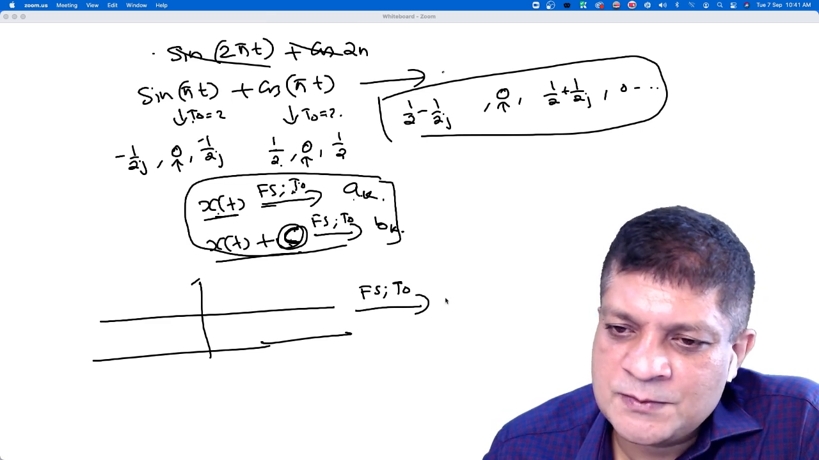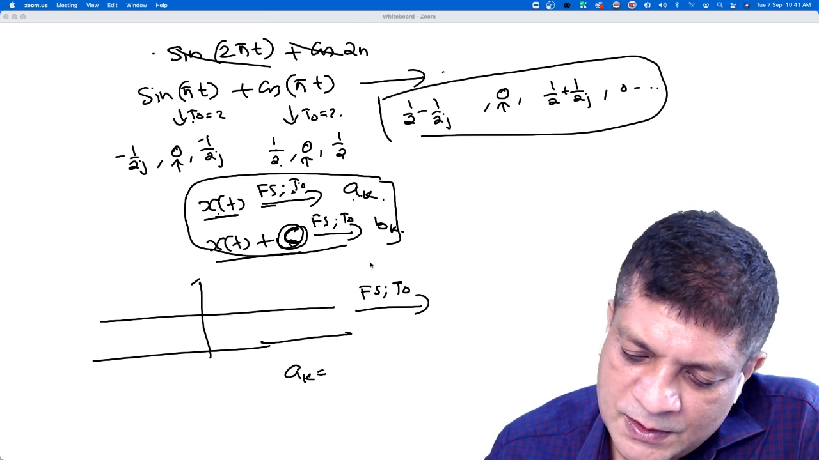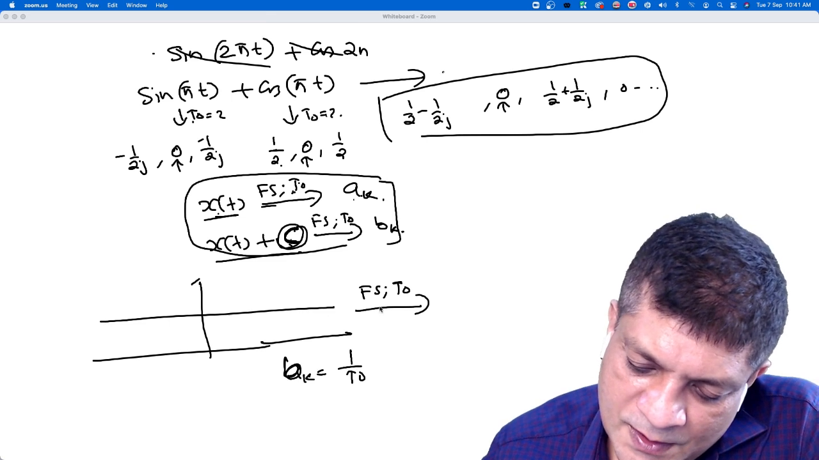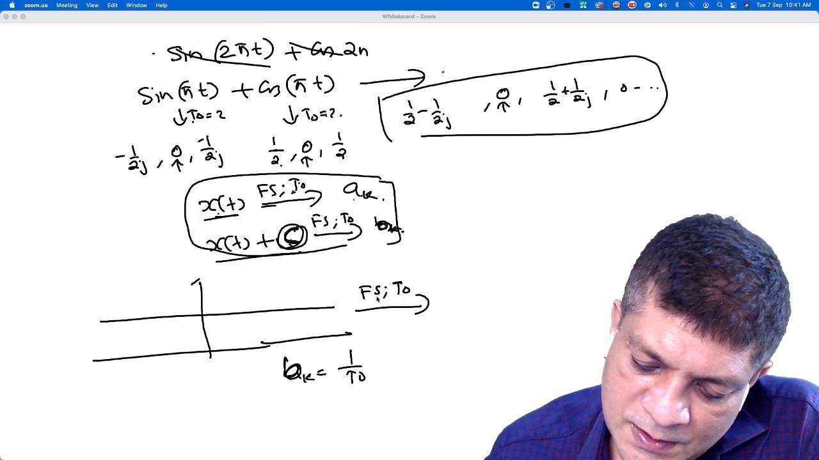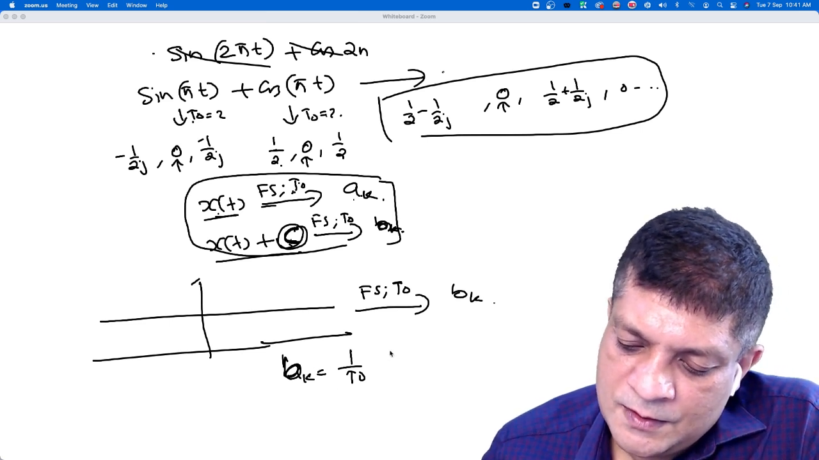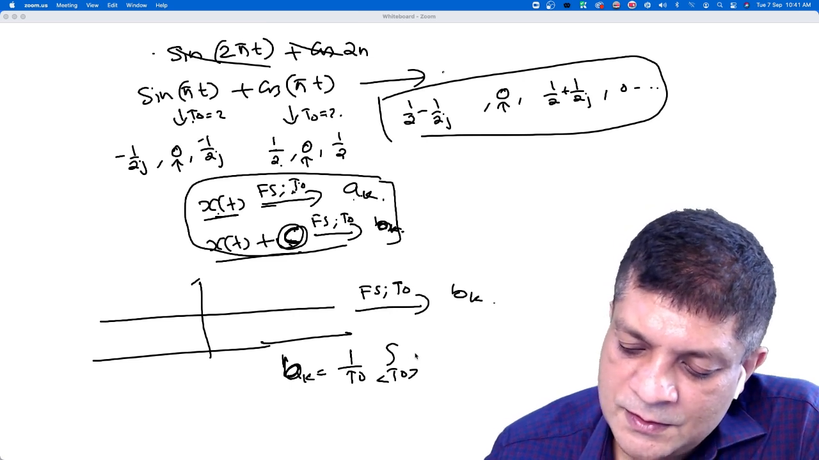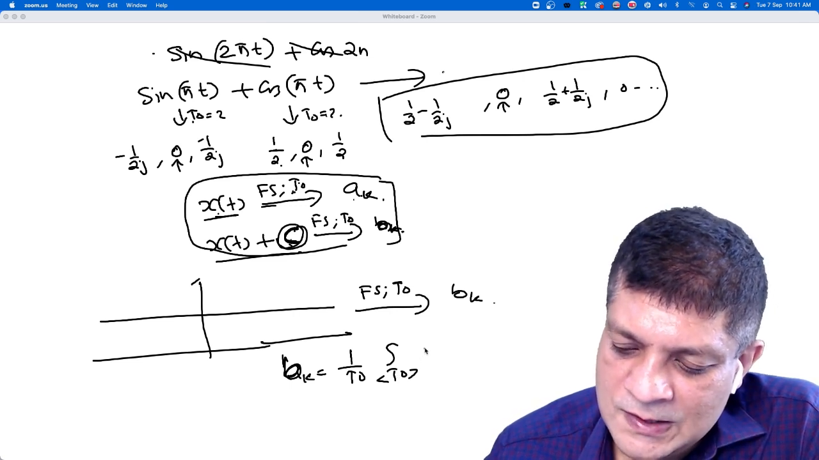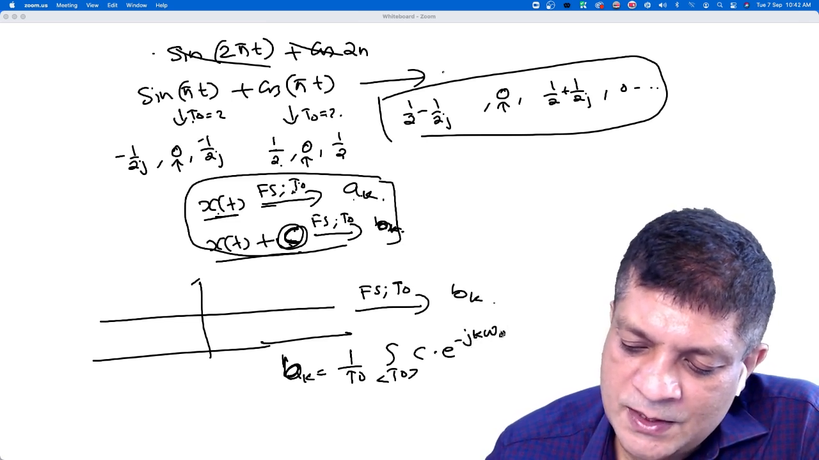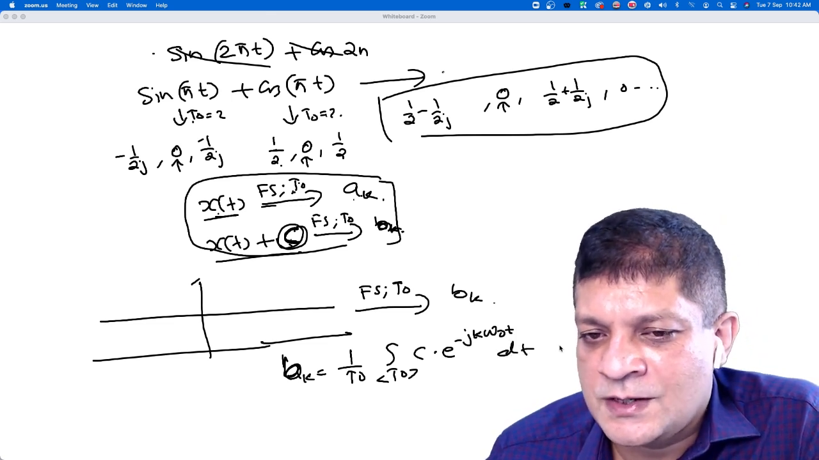What is the expression? What is the Fourier series analysis equation? a_k is equal to what? I'm writing it as b_k. How to get that? Let's say this one is b_k. What is that? Integration over one period, the signal into e to the power minus j k omega naught t dt. That is the Fourier series analysis equation.